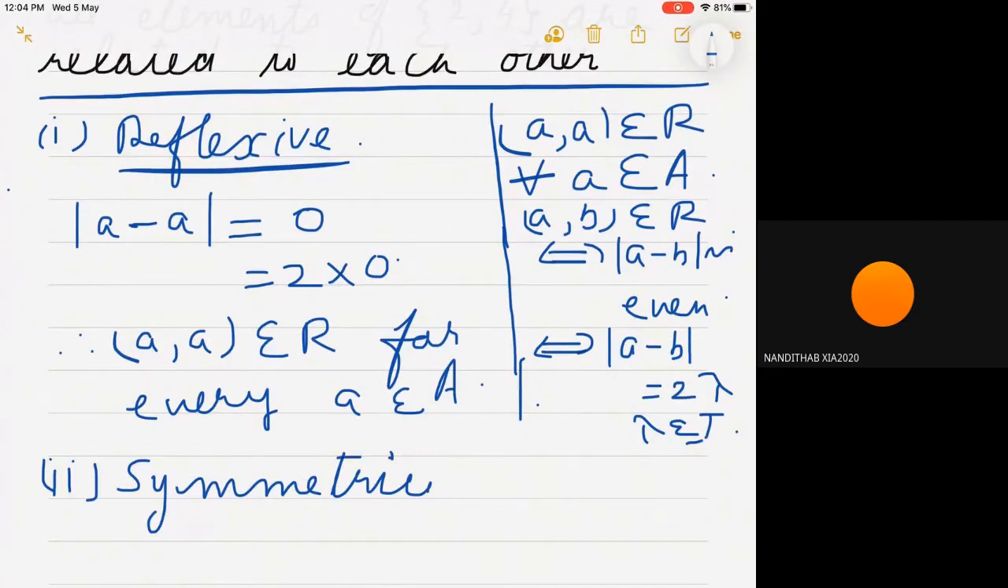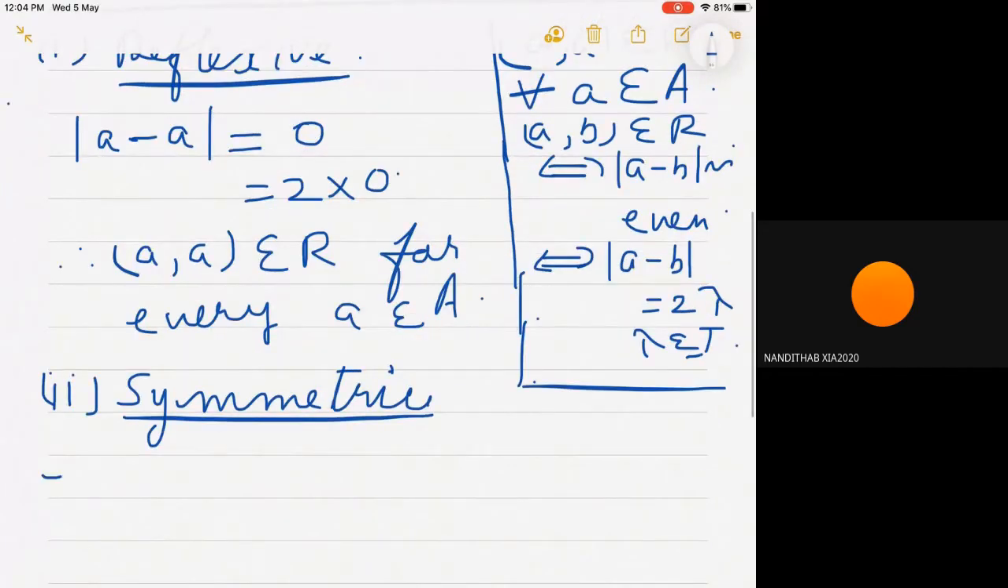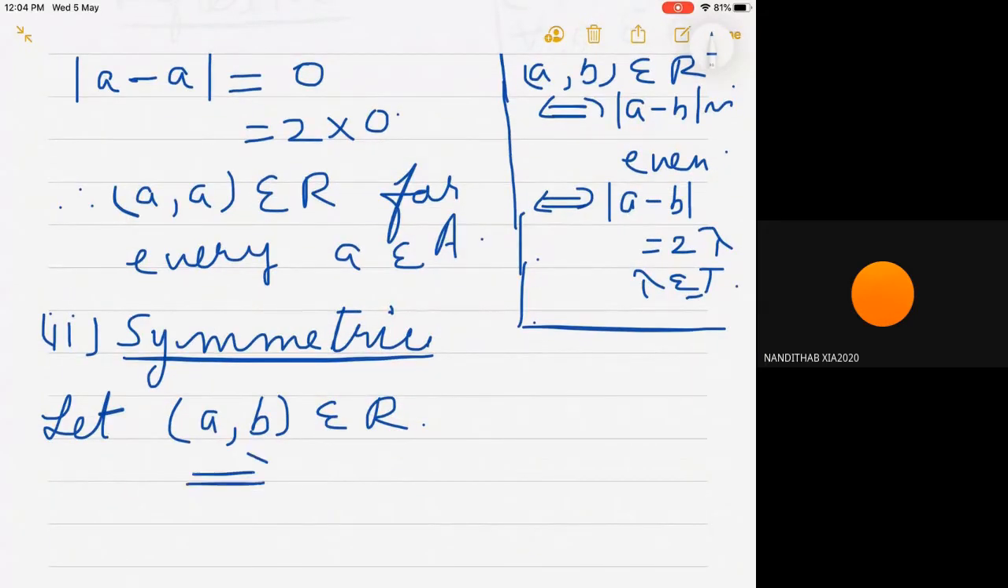Symmetric. To check that, you should know that it is always a conditional statement. So you take the condition that (a, b) is an element of R. You have assumed that, and what you have to prove is that the ordered pair (b, a) is also an element of R. So when (a, b) is an element of R, you can write immediately modulus of a minus b is equal to 2 times lambda, where lambda is an integer.